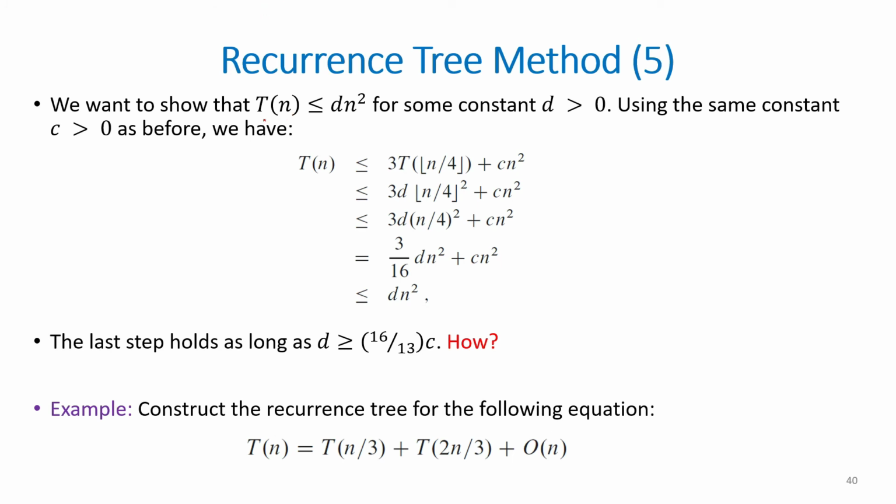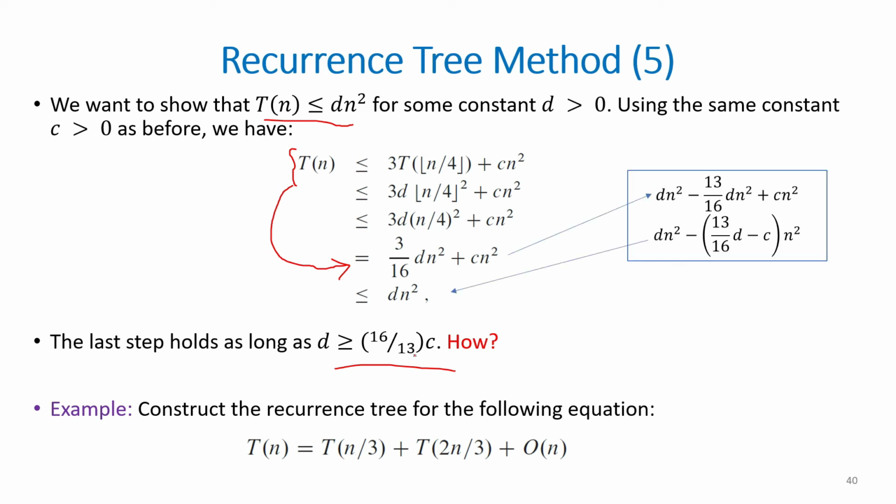Now we want to show that this is the solution to the recurrence equation. So we say that T(n) is less than or equal to some constant d times n squared, where d is positive. Using the same constant c as we have used earlier, we can write this equation, and then by doing the derivation, we arrive at this point. So this is very important. This step tells us that this solution would satisfy the recurrence equation for values of d that are greater than or equal to 16 divided by 13 times c.